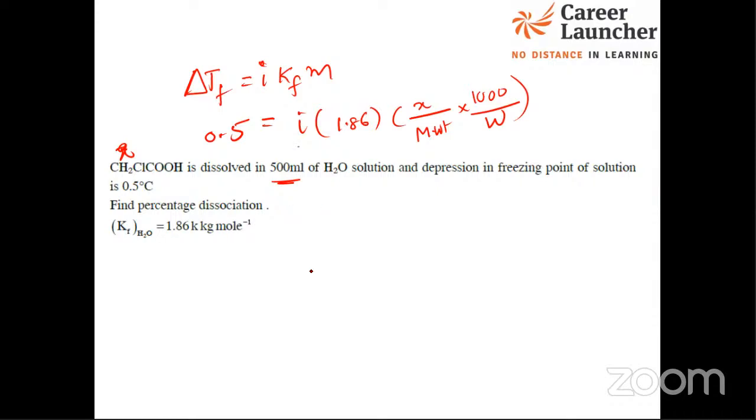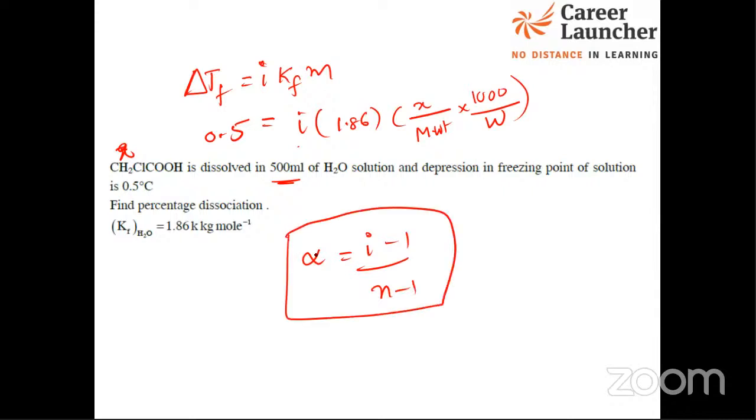Once we get the i value, alpha is equal to i minus 1 upon n minus 1. Alpha is equal to i minus 1 upon n minus 1. So here, only the information is missing. The weight of the solute is missing, and that is required for us. Then you can calculate the alpha from the given information.